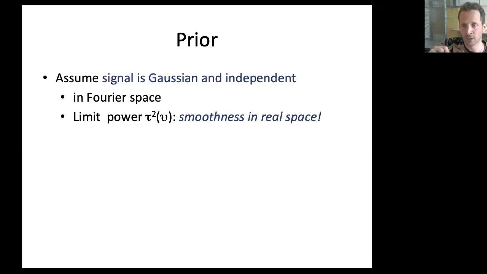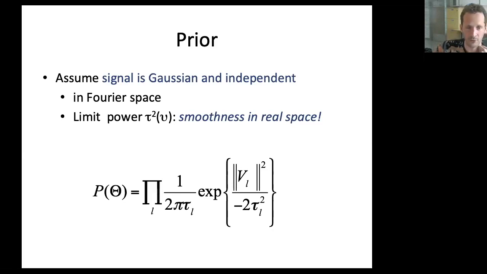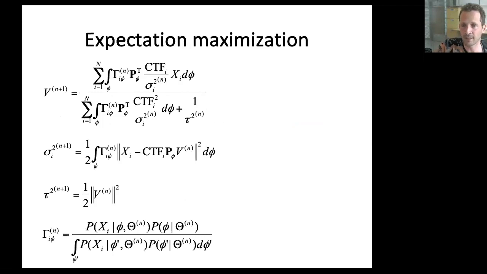We assume that the Fourier components in the reconstruction are also Gaussian distributed and independent, and we limit the power. By limiting the power of higher spatial frequencies in the reconstruction, we're basically imposing smoothness in real space. So all the information that goes in is saying to the reconstruction program, do not make very noisy high spatial frequencies if the data does not support it. That just gets expressed in a Gaussian function like that. Now, if you combine the marginalized likelihood function with the prior, then you have your regularized likelihood target, and you then apply an optimization algorithm to that.